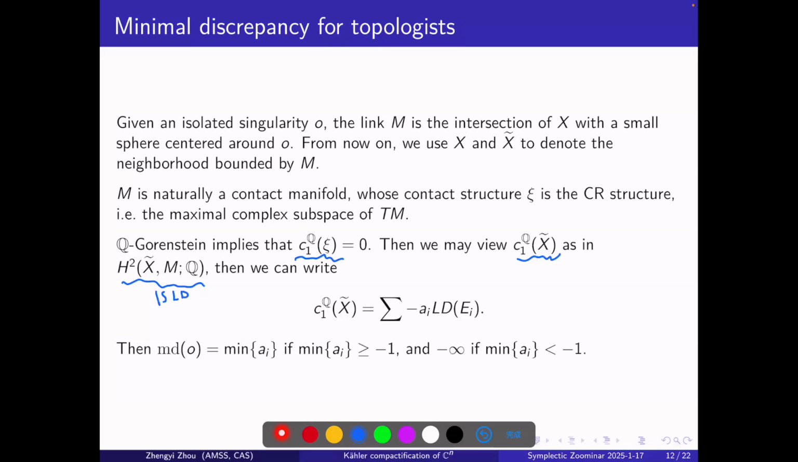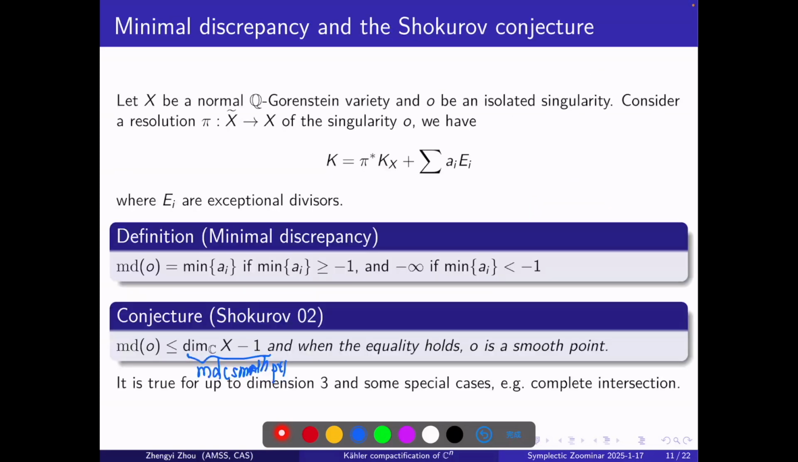But we know that this relative cohomology will be isomorphic through Lefschetz duality to the space spanned by the fundamental class of E_i. So we can write the first Chern class as a linear combination of this Lefschetz dual, and the coefficient here is precisely a_i. And this is the same a_i as before. But this is just taking the first Chern class of this relation near the singularity.